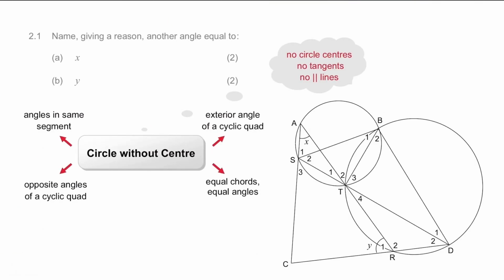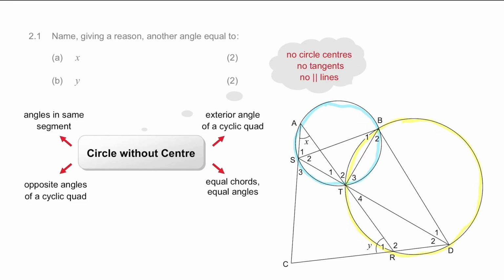So, having a look at question 2.1 specifically, we have to name, giving reasons, another angle equal to x and then another angle equal to y. Okay, I'm going to re-highlight my circles so that I know where they are. So again, we have a circle in blue and a circle in yellow. Now when we handle each question, we will clearly be able to see where we are working.